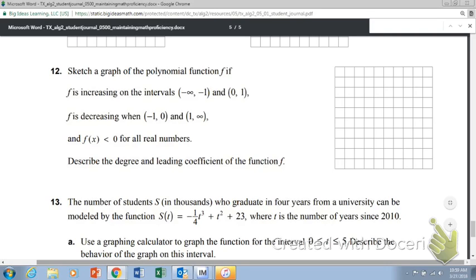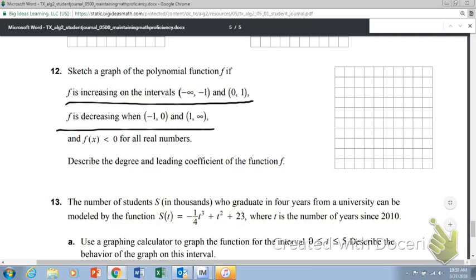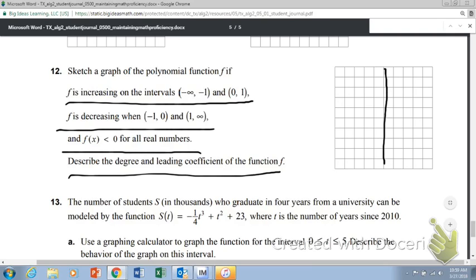Okay, sketch a graph of the polynomial function f if it's increasing on intervals negative infinity to negative 1 and 0 to 1, decreasing between negative 1 to 0 and 1 to infinity, and if f(x) is less than 0 for all real numbers, then describe the degree and leading coefficient of f. So we have a lot of stuff going on here, you guys. Let's sketch our graph.